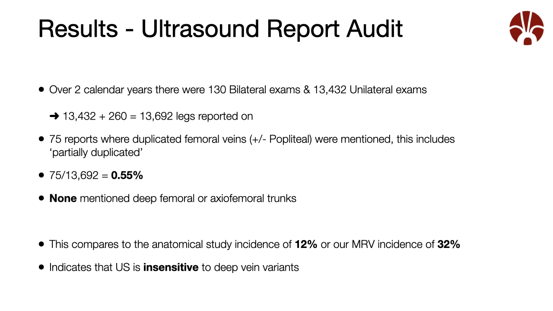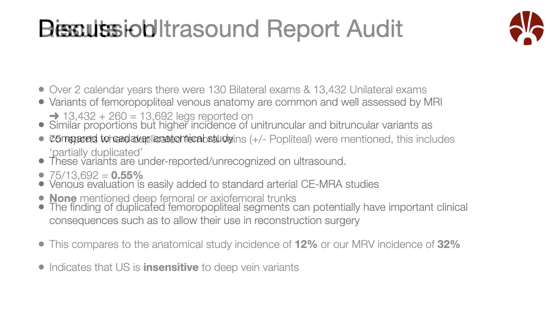As regards our ultrasound audit, over the 2 calendar years, there were 130 bilateral examinations and 13,432 unilateral examinations, resulting in 13,692 legs. But only 75 reports indicated a duplicated or partially duplicated femoral vein, which is less than 1%, and none of them mentioned either deep femoral or axiofemoral trunks. This suggests that ultrasound is insensitive to deep vein variants.